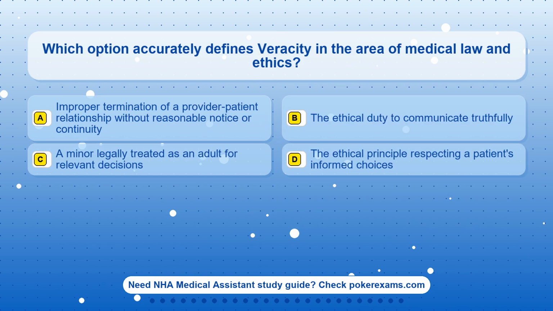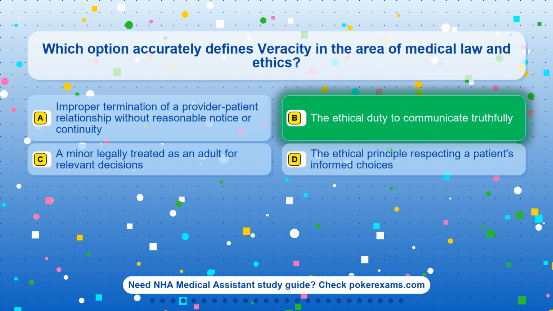Question 3. Which option accurately defines veracity in the area of medical law and ethics? Option A. Improper termination of a provider-patient relationship without reasonable notice or continuity. Option B. The ethical duty to communicate truthfully. Option C. A minor legally treated as an adult for relevant decisions. Option D. The ethical principle respecting a patient's informed choices.